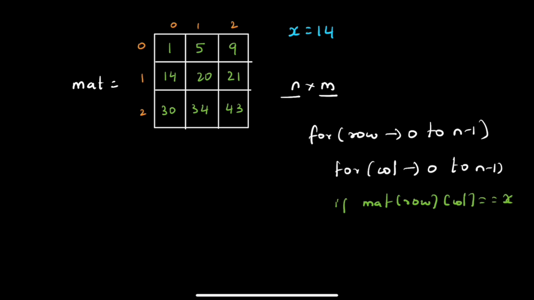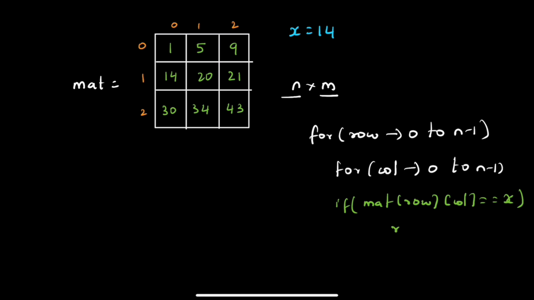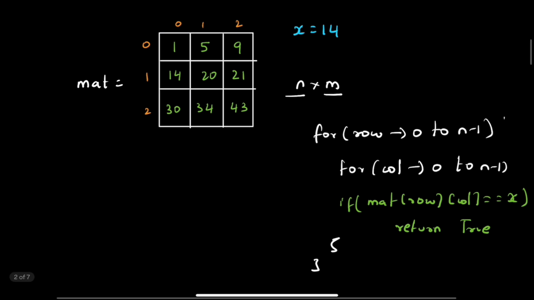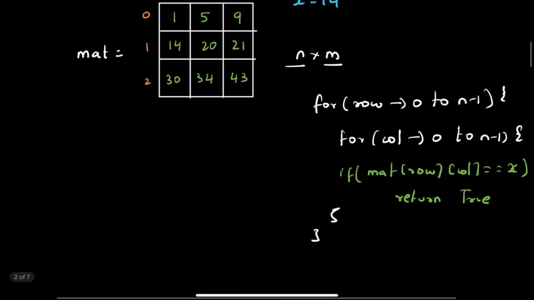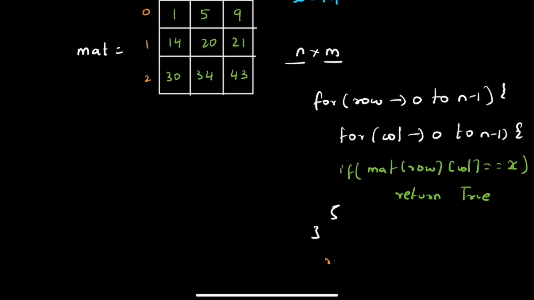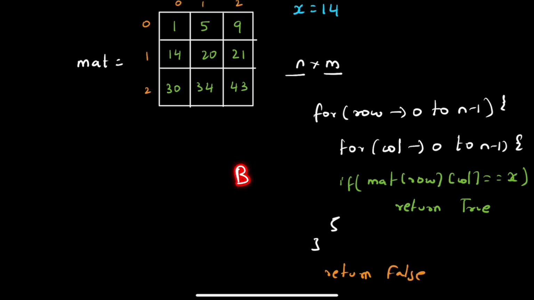If it is the case, we'll simply return true. Okay, but even after all the execution inside this for loop, if we never find this element, then outside this loop, we can simply return false. So this is the brute force approach, right? That hits our brain as soon as we see this problem.